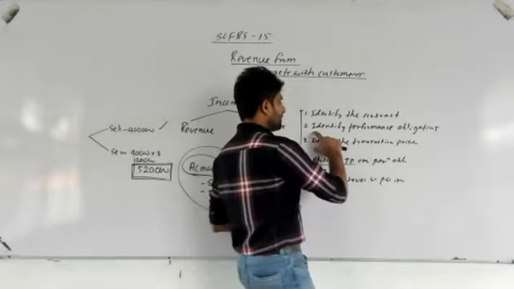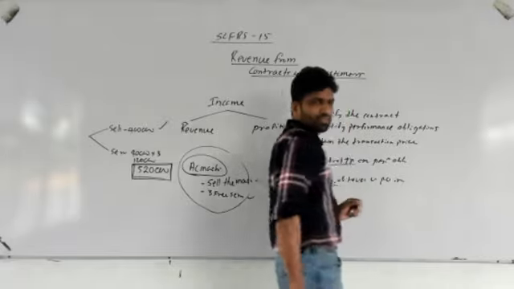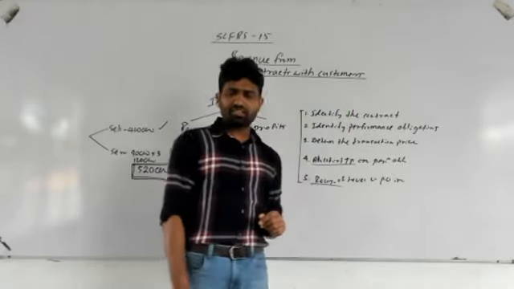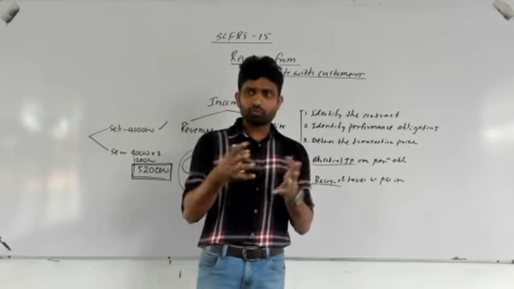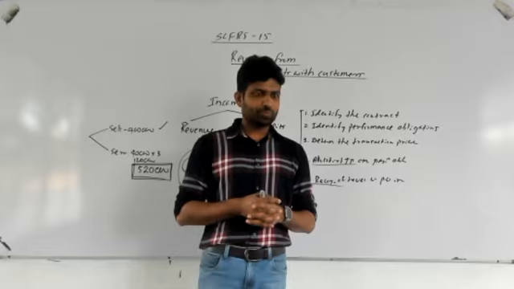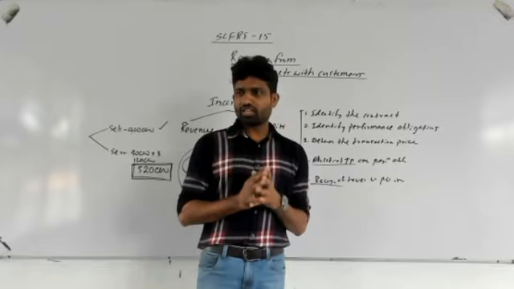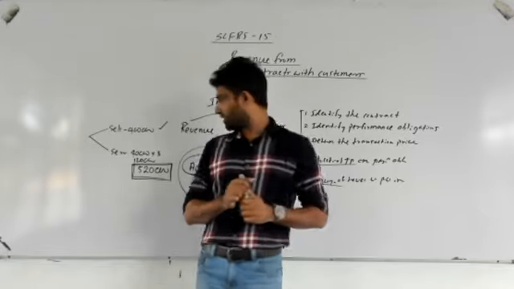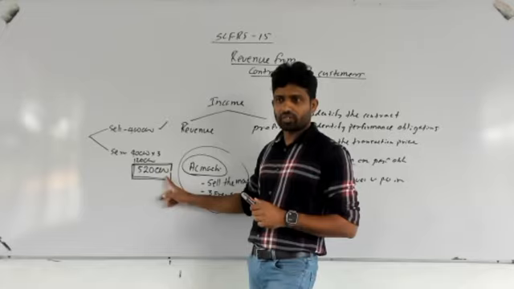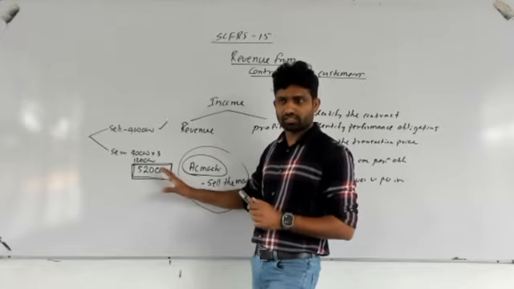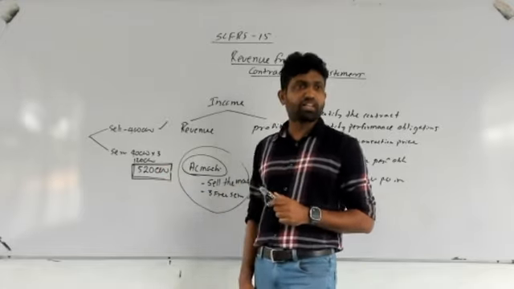Third, determine the transaction price. Transaction price is the amount of consideration which we charge from the customer to provide the agreed goods or services. What we charge from them. In my example, I charge 520,000. This 520,000 is what? Transaction price. This is the price, the total consideration which we collect from the customer.